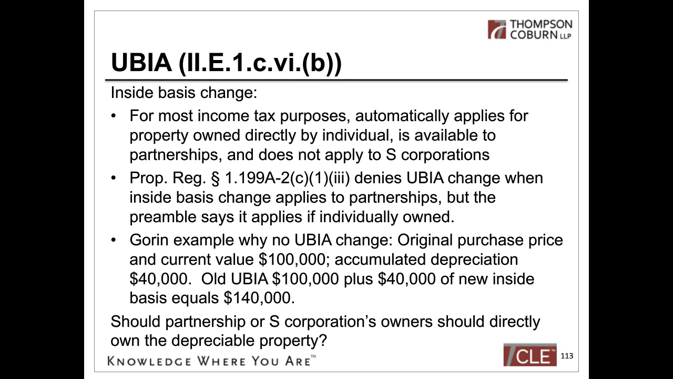Let's suppose the original purchase price and current value of your share of the property is $100,000, and the accumulated depreciation was $40,000. So therefore, the property has a basis of only $60,000. Now, what happened on death, with the 754 election being in place, is that $60,000 inside basis is going to be increased to the $100,000 because that's the basis passing through from your partnership interest. So you have a basis increase of $40,000. What the government was concerned about is that if you had the old UBIA of $100,000 plus $40,000 of new inside basis, then you're going to have $140,000 of UBIA. But the property was still worth only $100,000, the original purchase price. You shouldn't be able to count more than $100,000 of UBIA when the value is still the same as what you're getting credit for.